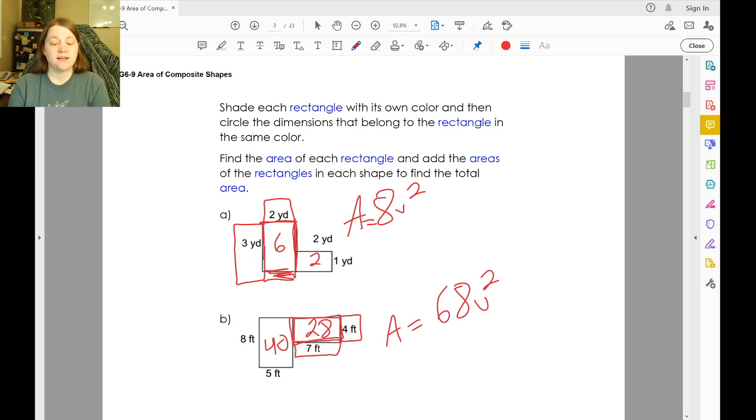Except you can see that I've used units out of habit when they actually tell me what the units are, so I should be sure to use those. For letter A, it would be 8 yards squared, and for letter B, it would be 68 feet squared, because they give me the units in the problem.